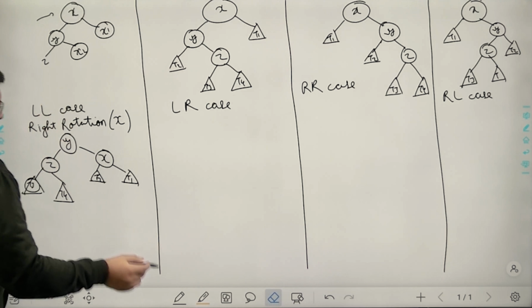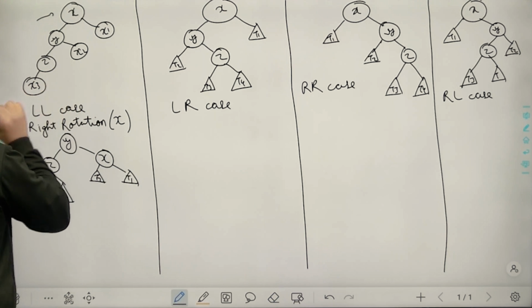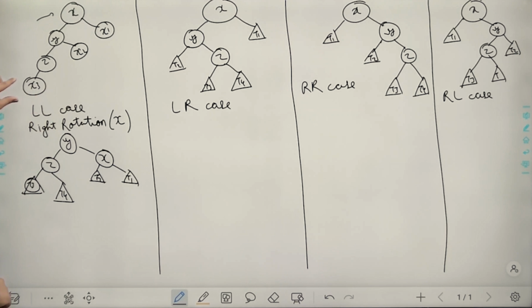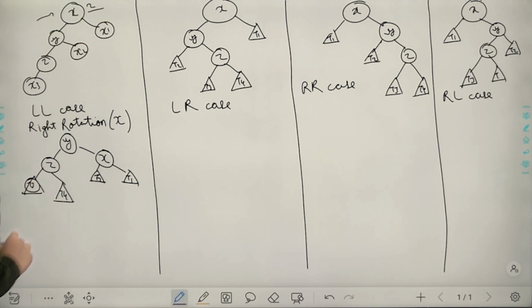Suppose I enter X3 here. Okay, X3 is taken, no. Okay, suppose I enter X3 here. Now what is the balance factor of this? 0. Balance factor of this? 1. Balance factor of this? 1. 2 minus 1, 1. Balance factor of this? 3 minus 1, 2. So it is imbalanced from this point of view.